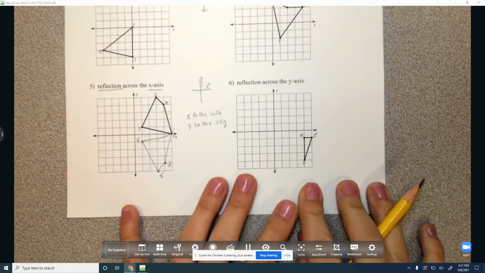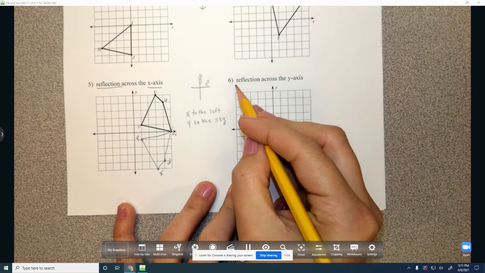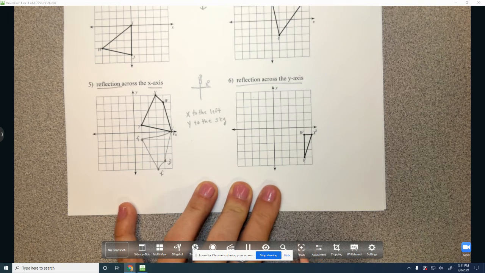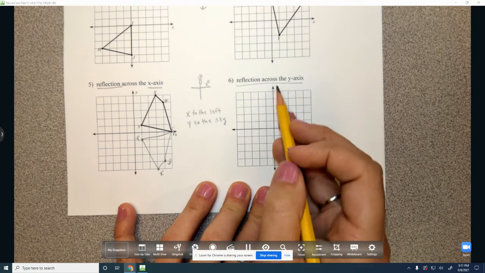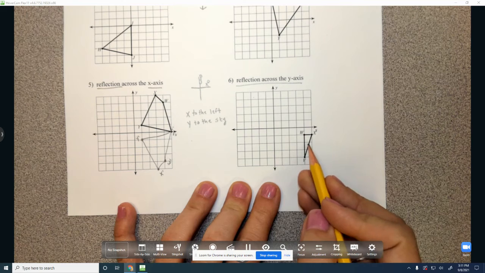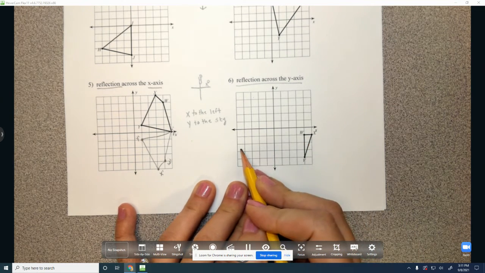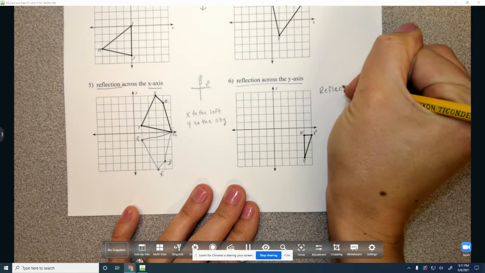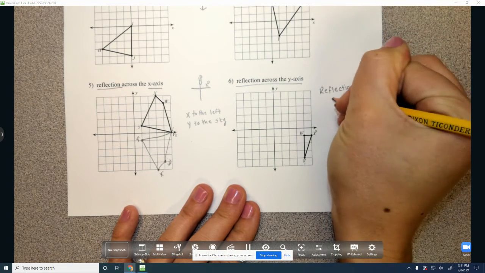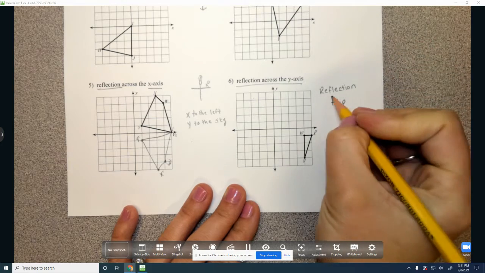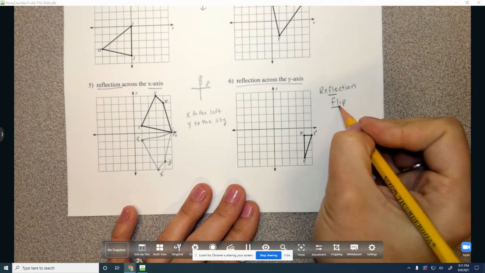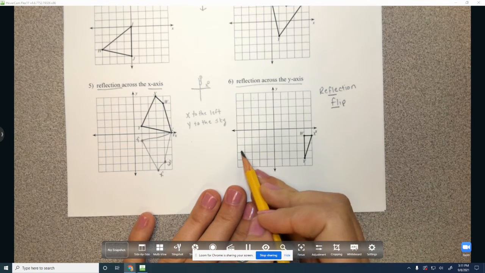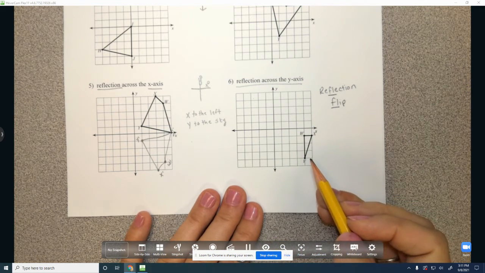Okay, one more that asks us to do a reflection across the y-axis. Okay, so which one is my x and which is my y? Remember, y goes up to the sky. So I'm going to flip this image over here. Remember, reflection, I should have said this on the last problem. Reflection, we can remember that we're flipping it because I have an FL in reflection and an FL in flip. Okay, so I'm flipping this image over here across the y-axis.